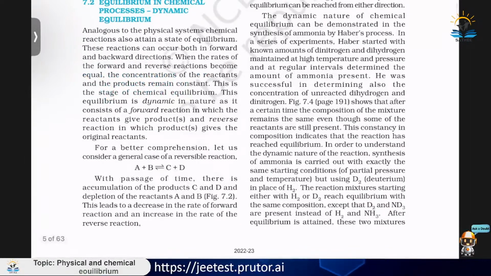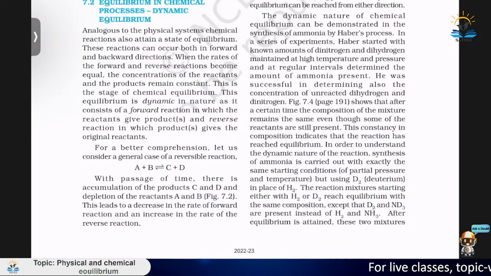Okay, so we have done physical equilibrium. We'll move on to the next thing, which is chemical equilibrium. In chemical equilibrium, we establish equilibrium in a chemical reaction. In physical equilibrium, we established equilibrium between physical states; here we'll establish equilibrium between chemical reactions.